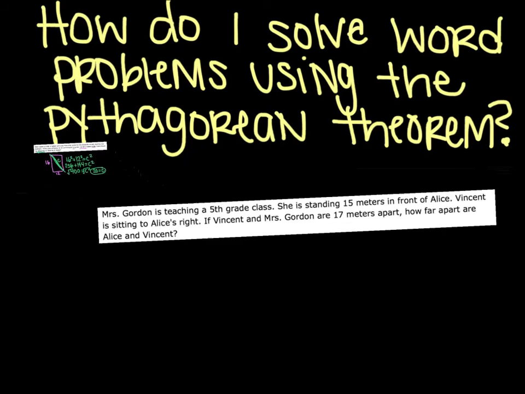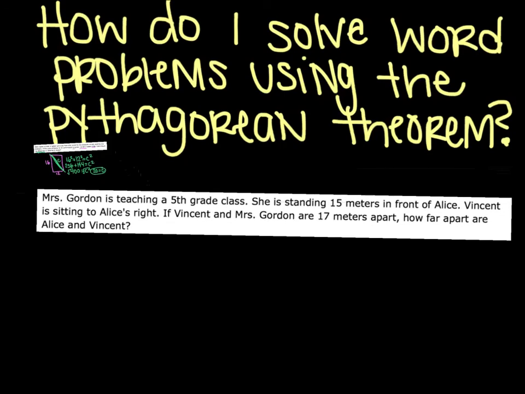Alright, here's another kind of problem that you might encounter. Ms. Gordon is teaching a 5th grade class. She is standing 15 meters in front of Alice. Vincent is sitting to Alice's right. If Vincent and Mrs. Gordon are 17 meters apart, how far apart are Alice and Vincent? Again, use a picture. That is super, super helpful.